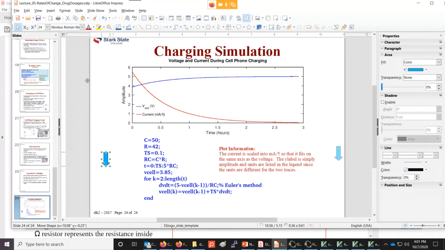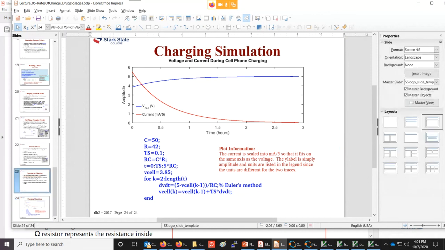I do want to point out one other thing, which I put in red on this other slide here.